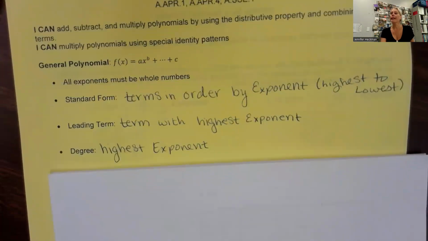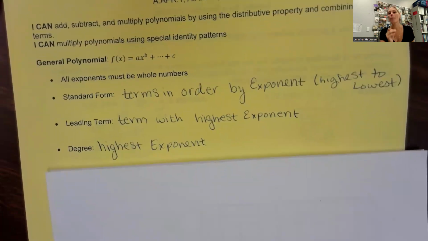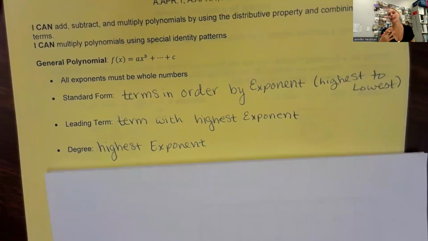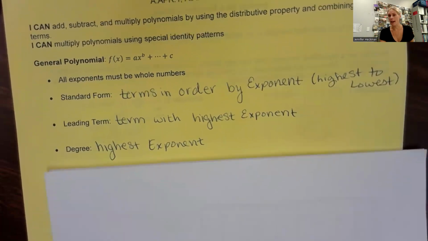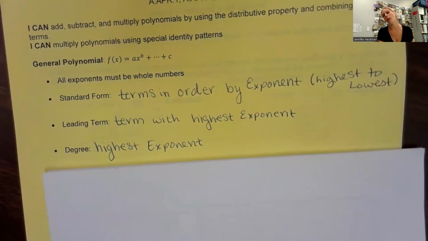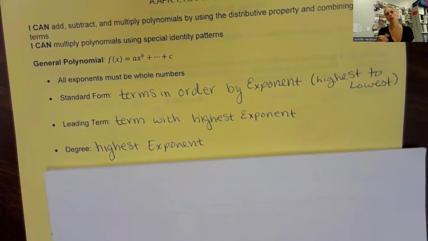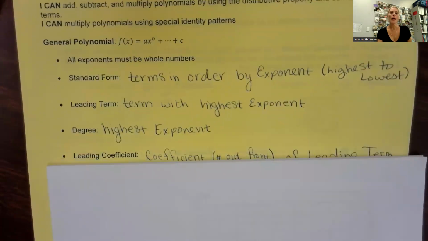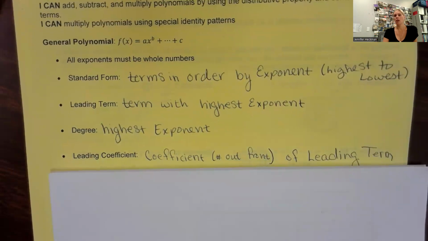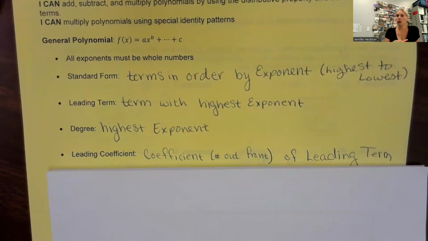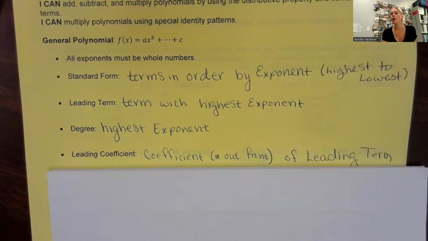Degree. The degree of your polynomial is all based on the highest exponent. So like the highest exponent of 2 would be a quadratic. The highest exponent of 3 would be a cubic, so on and so forth. Then we have leading coefficient. So leading coefficient comes from the leading term. So you have to identify the leading term, and then the leading coefficient is that number in front, that coefficient in front.